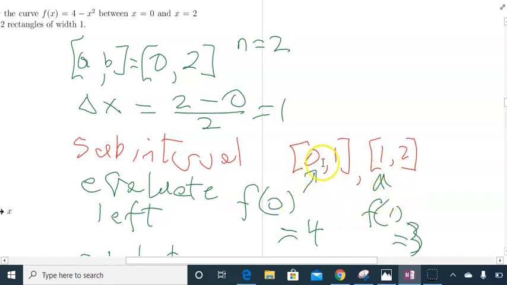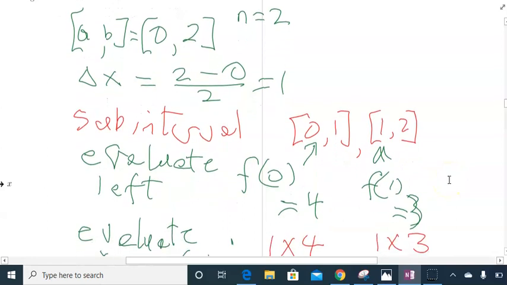As you do more of these, you might not want to write them all out like this. You can see it's 0, then 1, then 2, and then you can just start at the left, and the right endpoint of the first will be the left endpoint of the second, and so on and so forth. But for right now, it's nicer to write it this way because now you can see the left endpoint in each subinterval. So we want to evaluate the function at the left endpoint of each subinterval. So we're doing f of 0 and f of 1, because f of 0 is the left endpoint of the first, and f of 1 is the left endpoint of the second subinterval.